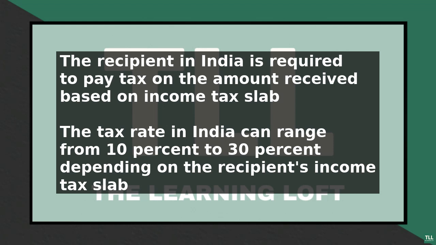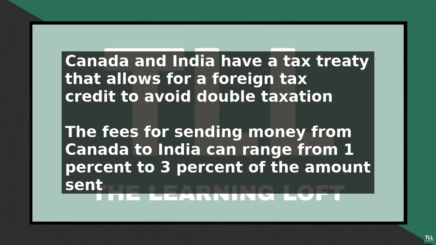To send money from Canada to India, you can use various channels such as banks, money transfer operators, or online remittance services. Each channel has its own fees and charges, and you need to factor these costs into your calculation. On average, the fees can range from 1% to 3% of the amount being sent.